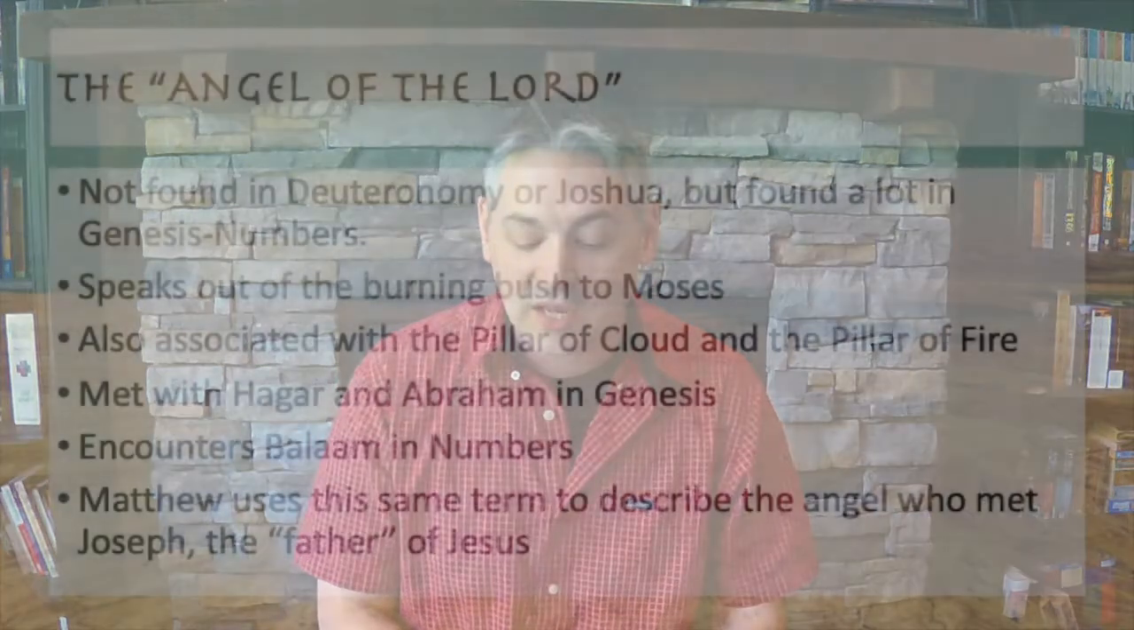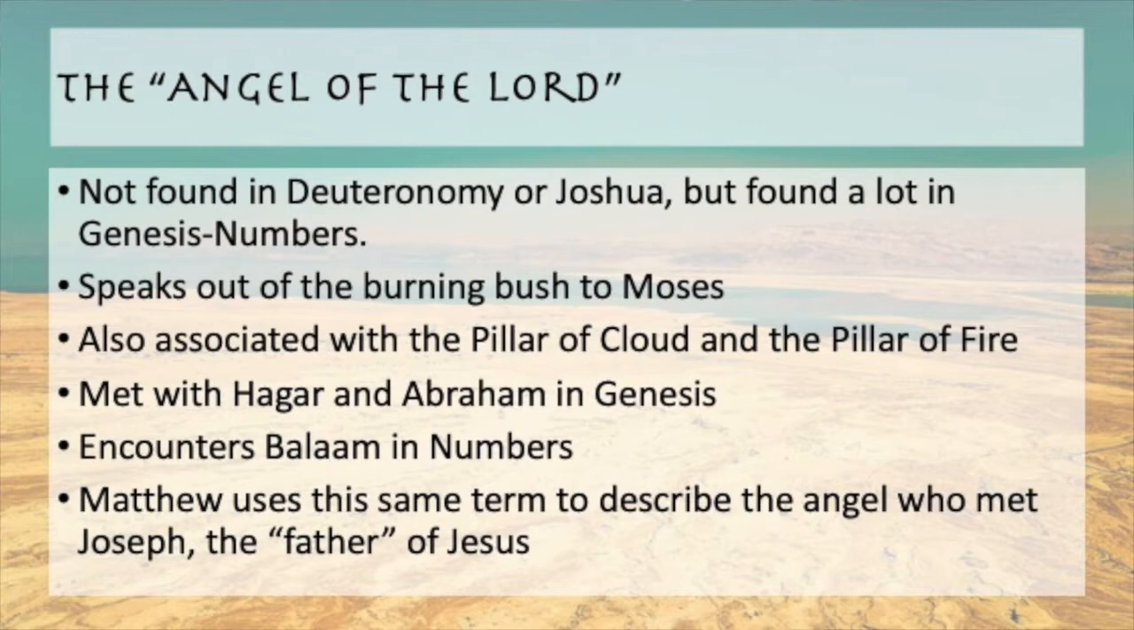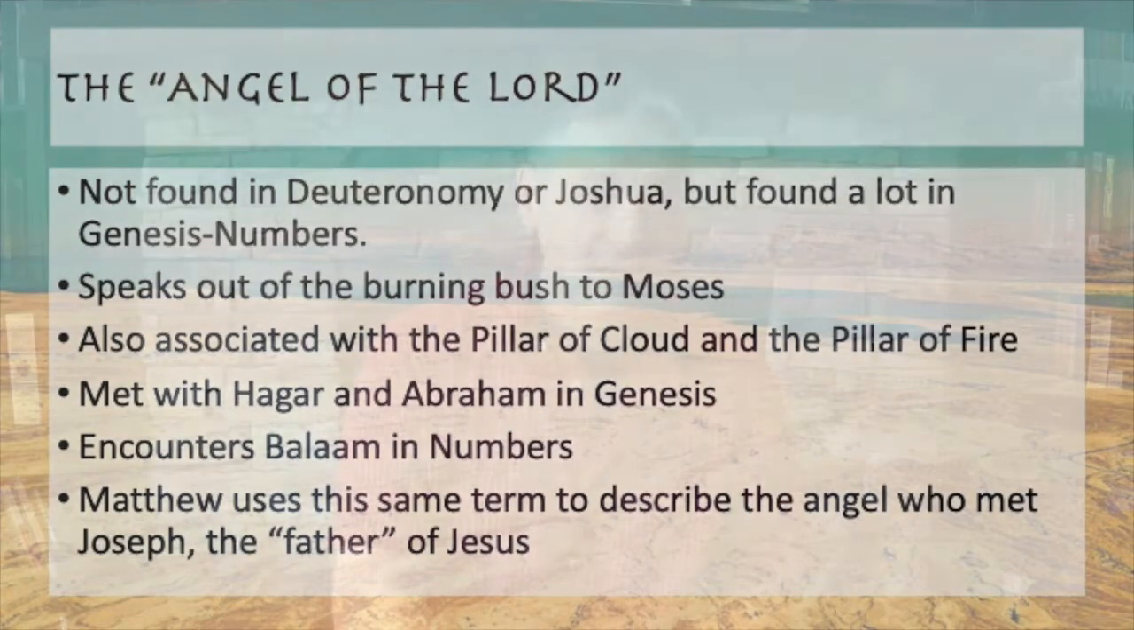And then Matthew actually uses this same phraseology, angel of the Lord, to describe the angel that appears to Joseph in the dream, telling Joseph to accept Mary and Jesus and then to take Mary and Jesus out to Egypt to avoid Herod's slaughtering of the innocents that's described in Matthew.